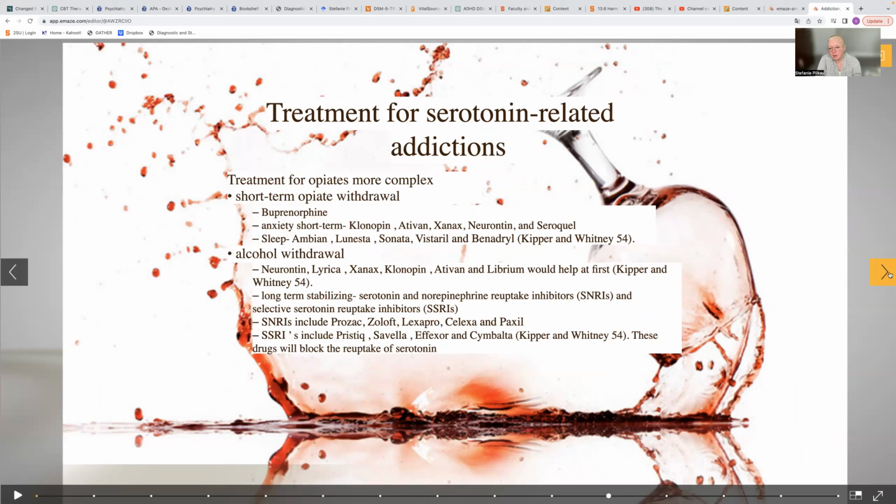These drugs will block the reuptake of serotonin so that it stays in the synaptic cleft longer, so that it can be collected by serotonin receptors and generate that neurotransmitter effect.